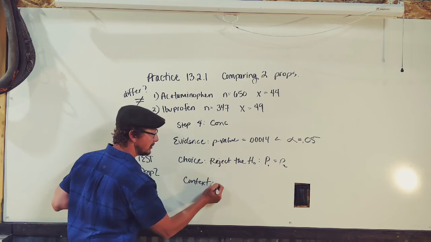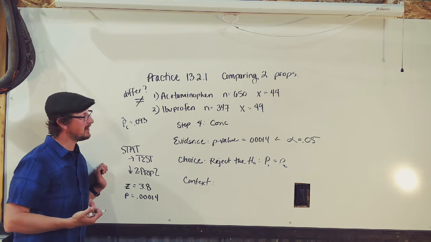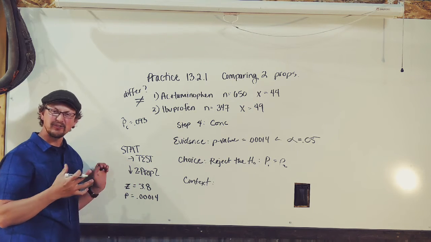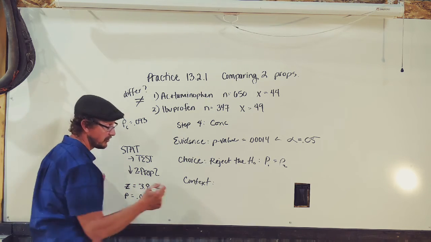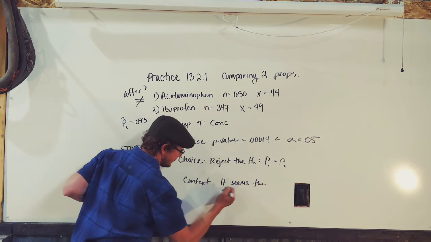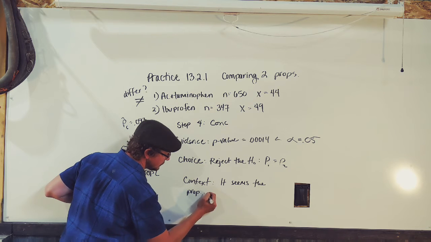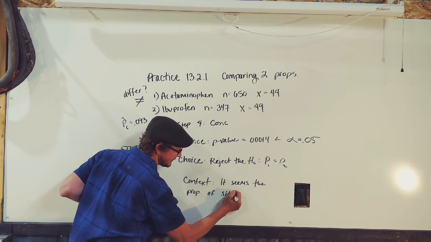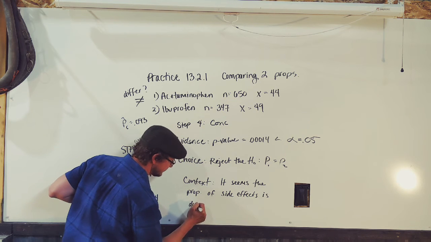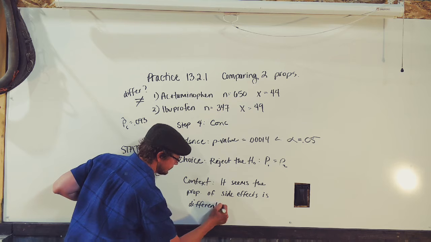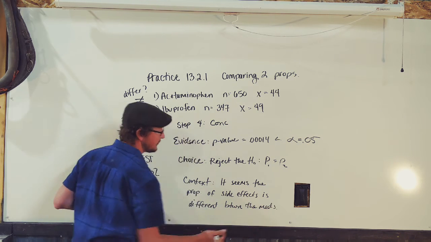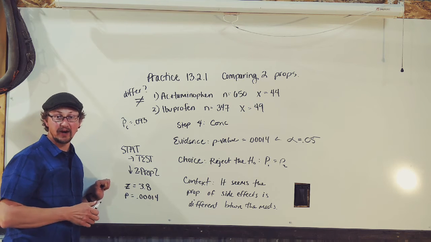But because we never put in our alternative that acetaminophen has less side effects than ibuprofen, we have to kind of stick with our not equal to. And so the context here is, it seems the proportion of side effects is different between the meds. So there's ample evidence here to show that they are different.